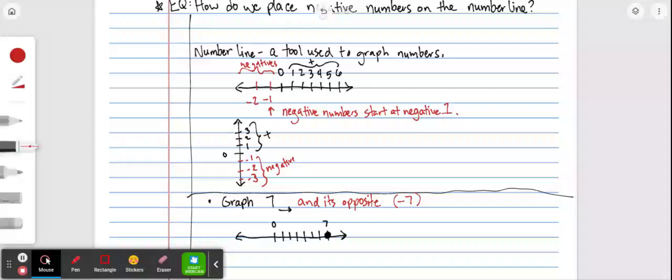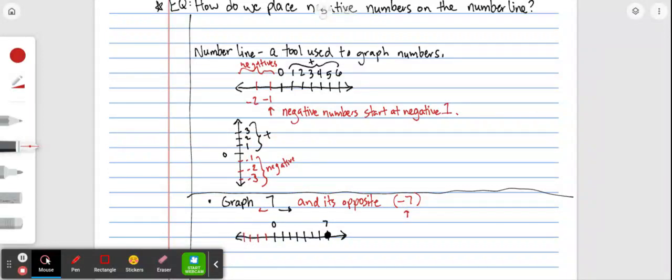All right, just continuing on from the last video. So I graphed 7, and now I have to graph its opposite, which we talked about is -7. So now I'm going to graph to the left of 0. And again, I'm going to mark until I get to -7. So I go to -1, -2, -3, -4.